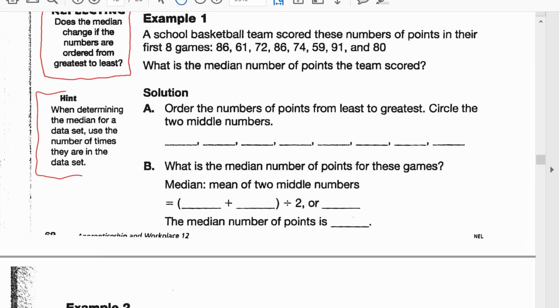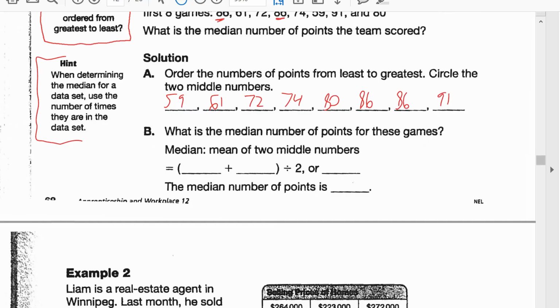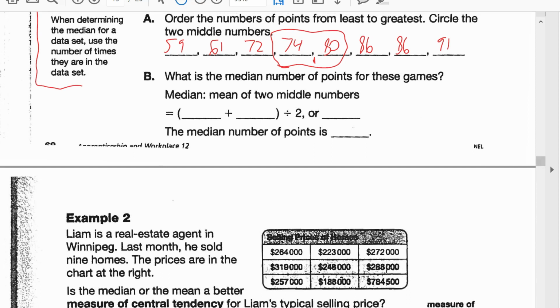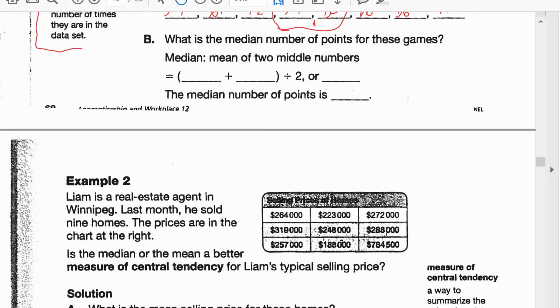Let's do that. We got 59, 61, 72, 74, 80, 86, 86, and 91. Notice that there's two 86s, so you have to include them. What is the median? Okay, well, the middle is in between here, so we would circle both of these. That's the median. What is the median number of points for these games?